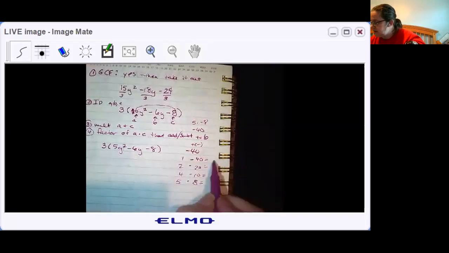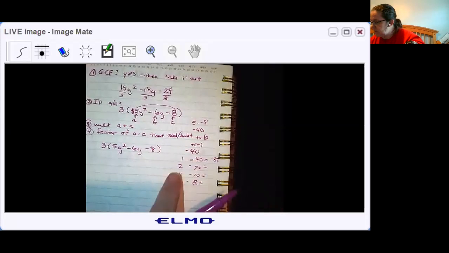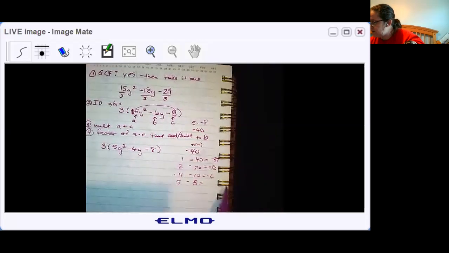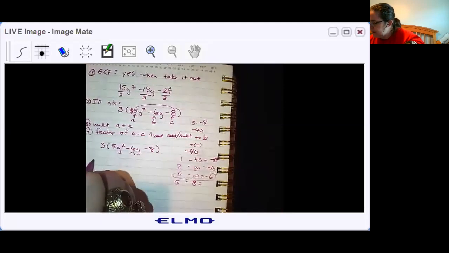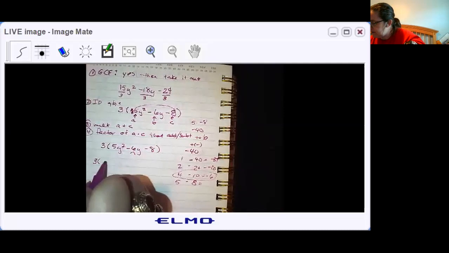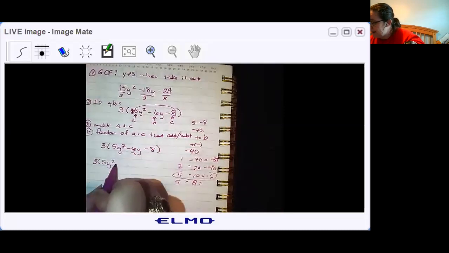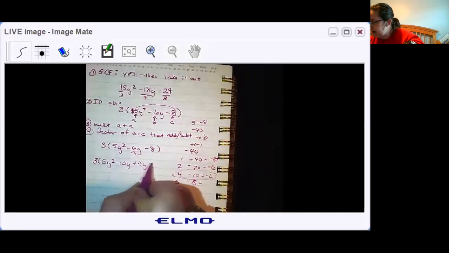1 minus 40 is negative 39. That's not going to work. 20 minus 2 is negative 18. 4 minus 10 is negative 6. Okay, so right here, this is the one I want to use. I'm going to take the center term and I'm going to break it apart. So now I have 3 times 5y squared minus 10y plus 4y minus 8.